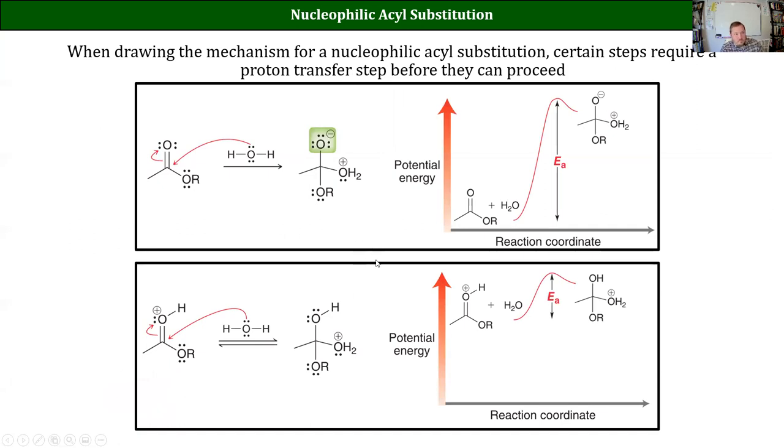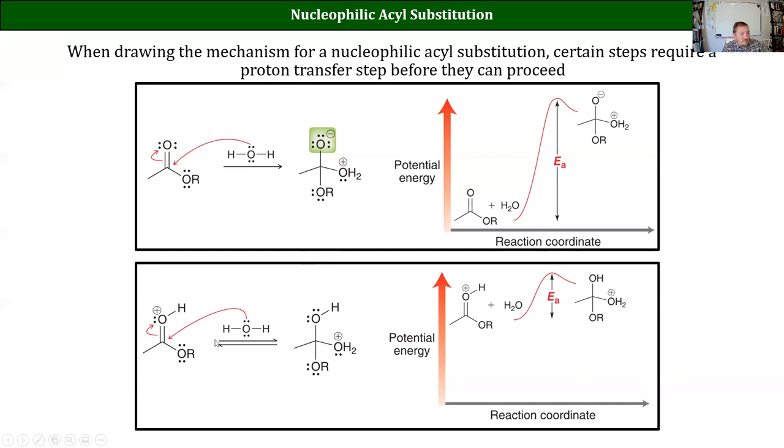All right, so I mentioned that there were some wrinkles here, and the number one wrinkle to consider is the fact that sometimes we need a proton transfer step based on the conditions. These reactions can happen at acidic conditions or basic conditions, but determining what that mechanism looks like then is based on knowing whether you're in acidic conditions or basic conditions.